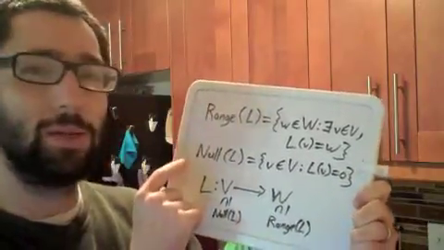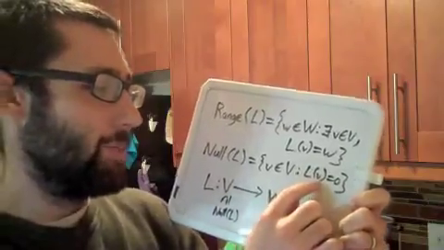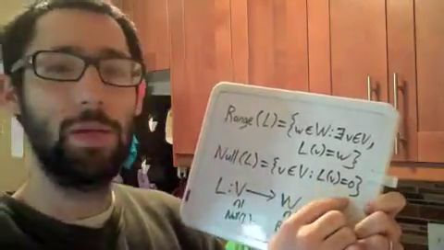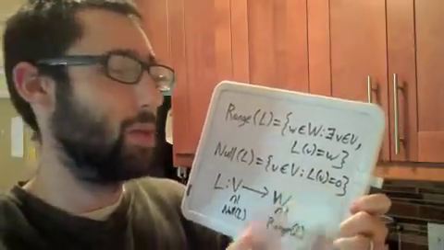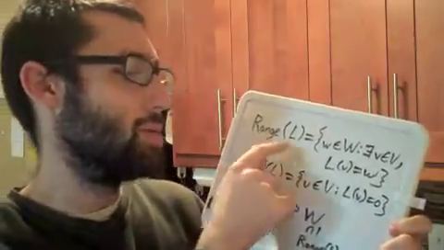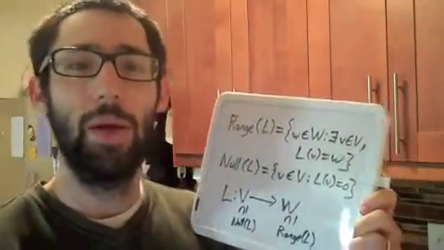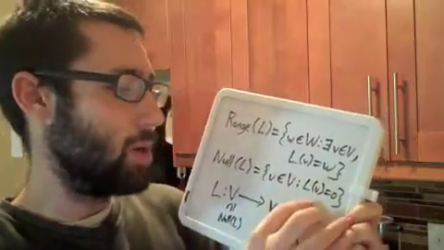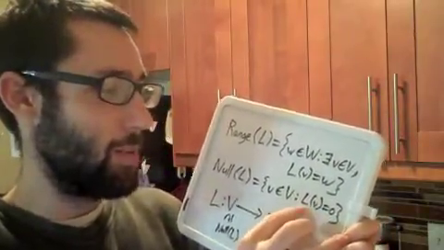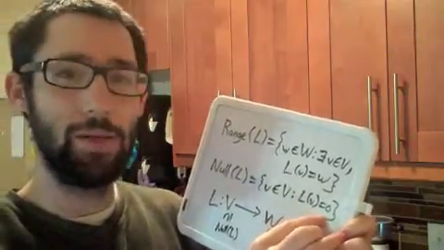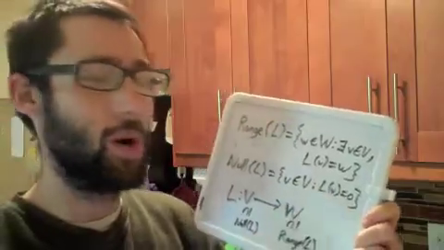The other one of these is the null space, which is the set of all v's such that L of v is 0, or the set of all possible inputs that just get mapped to 0. Just like the range has a lot to do with existence, null space has a lot to do with uniqueness. We always know that the 0 vector goes to 0. Linear combinations of 0 are always 0. Linear transformations of 0 are always 0.